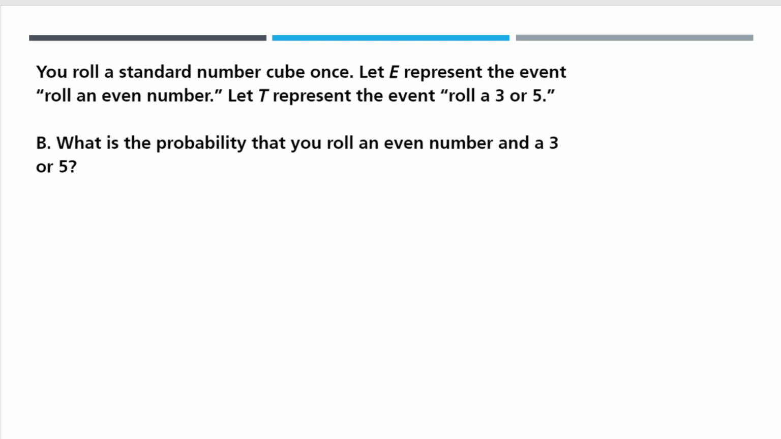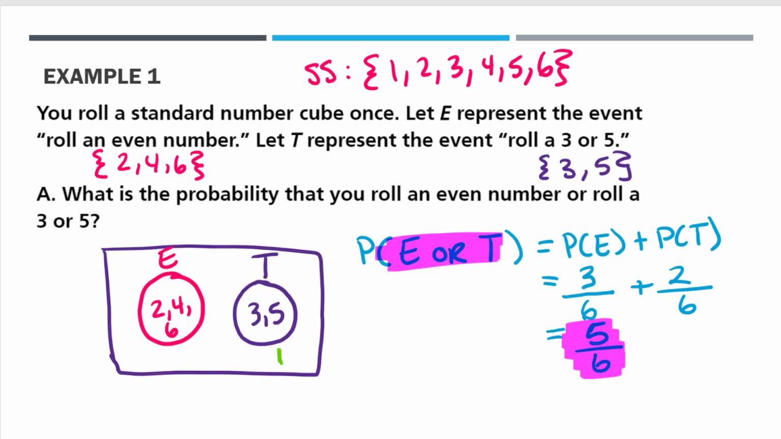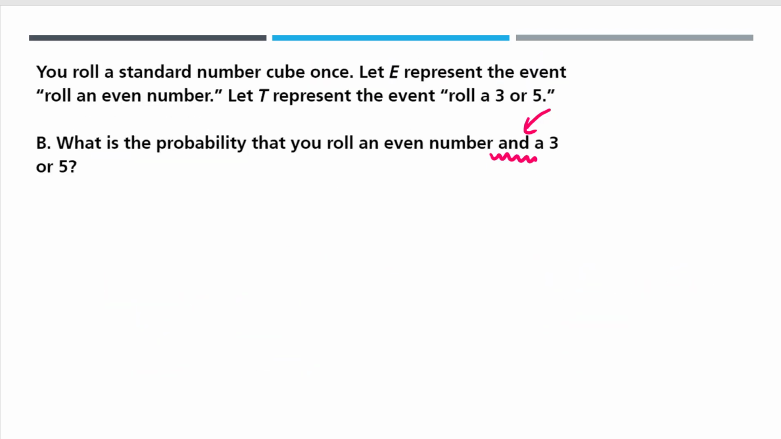Next question has the same setup. Event E represents rolling an even, and T is a 3 or a 5. So what is the probability that you roll an even number and a 3 or a 5? So remember, and is asking the question if we have any overlapping outcomes, and we don't. So that means the probability of E and T is equal to 0. We do not have any shared outcomes between E and T.